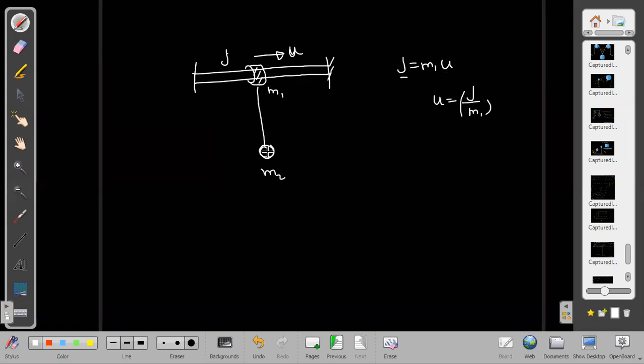Question is, how high will the mass m2 rise as a result? So we know when it tends to go forward, then this m2 has to rise up, no? So how high will mass m2 rise? Can you do this one?